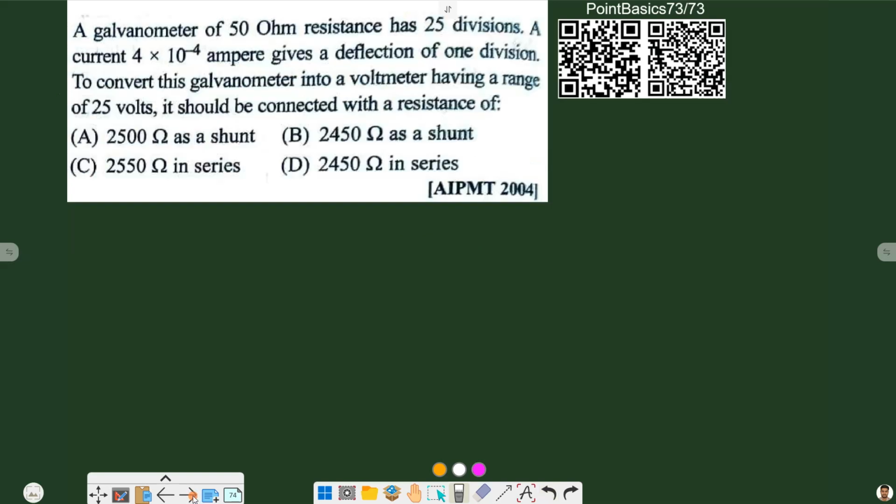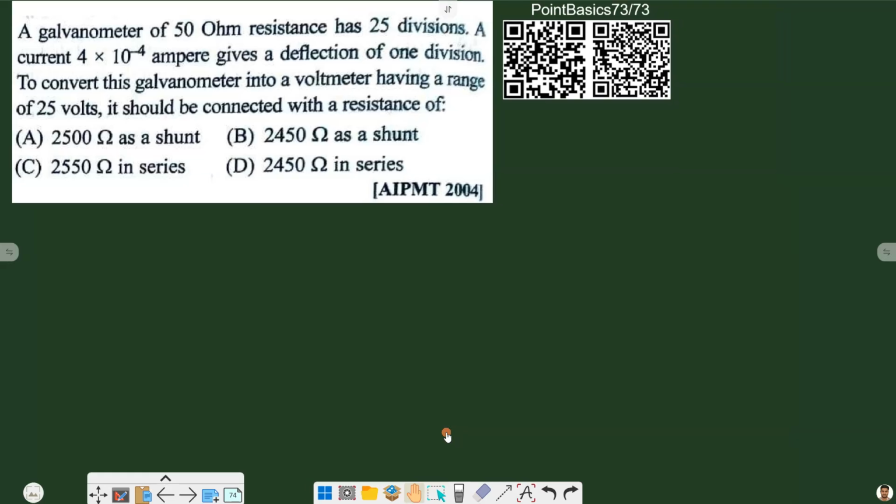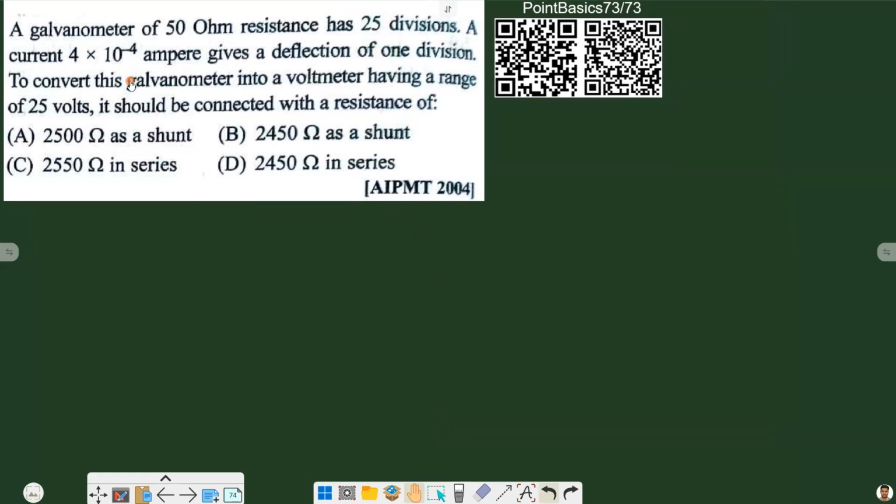Next one, and this is the last one. A galvanometer of 50 ohm resistance has 25 divisions. A current of 4 × 10^-4 gives a deflection of 1 division. So the total current for full scale deflection will be the number of divisions times the current for 1 division. So Ig = 25 × 4 × 10^-4, that is 100 × 10^-4 or 10^-2 ampere. This is the current that can flow through the galvanometer.